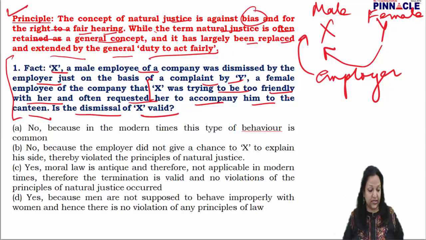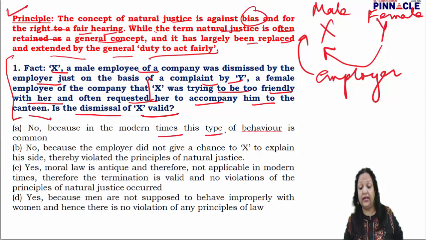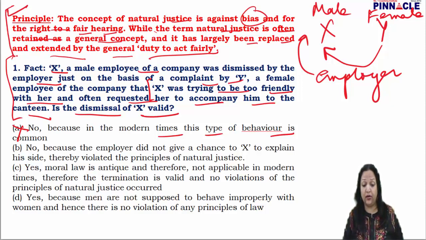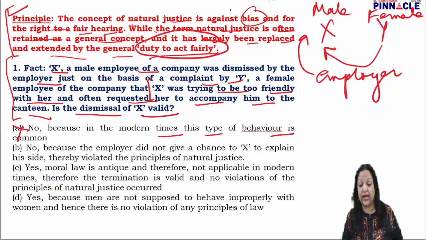After that, you have been given these four options. Firstly, no, because in modern times this type of behavior is common. No, this cannot be the answer. This is just a presumption that in modern times this kind of behavior is common. Second one, read very carefully. Do you think in this particular case justice has been done? Do you think the employer has fulfilled his duty to act fairly? Do you think that he has acted in an unbiased way?